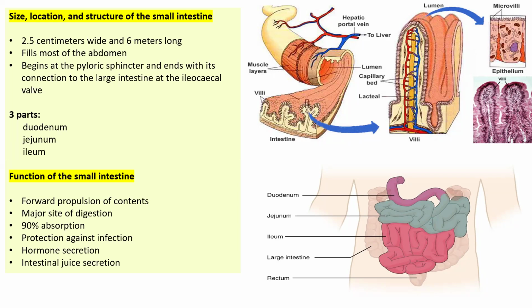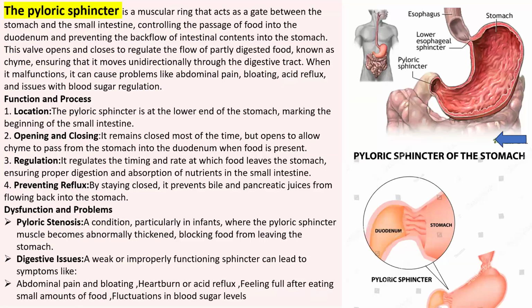Function of the small intestine: forward propulsion of contents, movement of contents. It is the main site of digestion, where the digestion of carbohydrates, fats, and proteins is completed. 90% absorption of water, minerals, vitamins, and nutrients takes place in the small intestine. It also acts as protection against many infections. Hormone secretion is also done by the small intestine. We will also study the types of hormones in this video. It also secretes intestinal juice and enzymes.